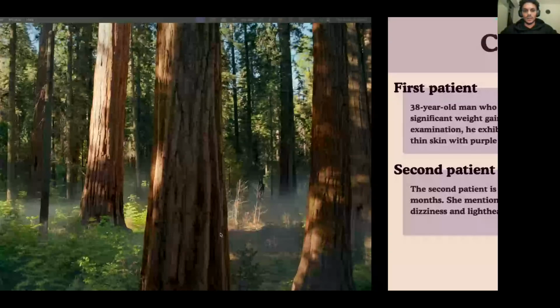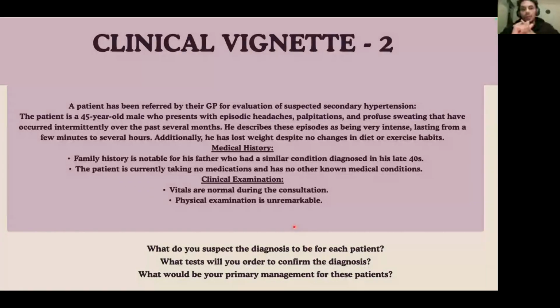So now, let's be a bit faster. Here's a second clinical vignette. A patient has been referred from their GP for suspected secondary hypertension. It's a 45-year-old man. He's got episodic headaches, palpitations, and profuse sweating. These are three things, again, really try to remember this. He's got headaches, he's got palpitations, and the most important part of this question is that it's intermittent, which means it comes and goes. No weight loss, no family history. His vitals are even normal during the examination.